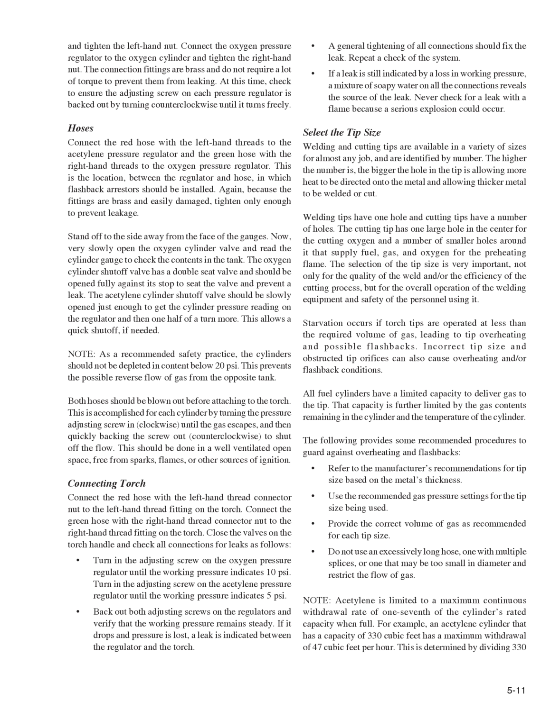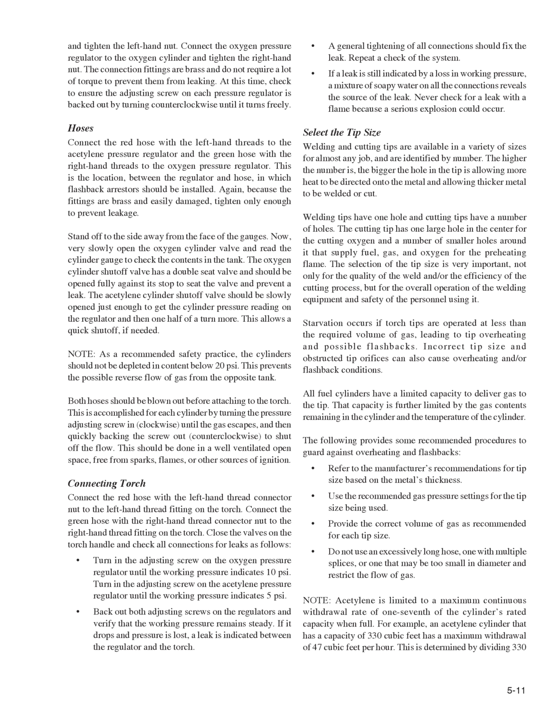Stand off to the side away from the face of the gauges. Now, very slowly open the oxygen cylinder valve and read the cylinder gauge to check the contents in the tank. The oxygen cylinder shutoff valve has a double seat valve and should be opened fully against its stop to seat the valve and prevent a leak.